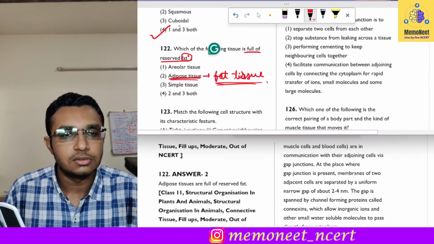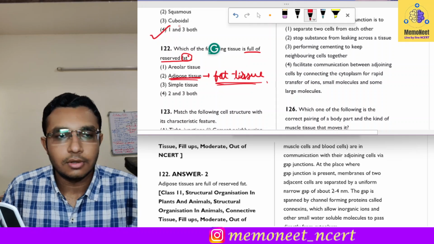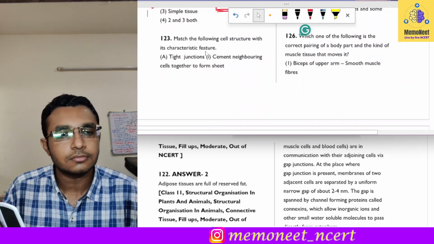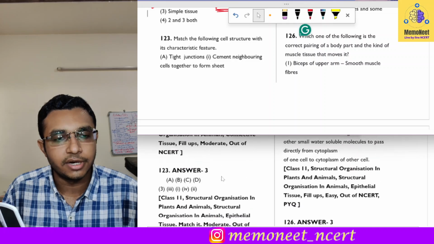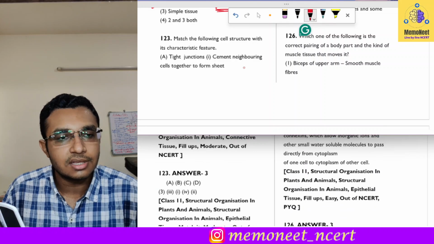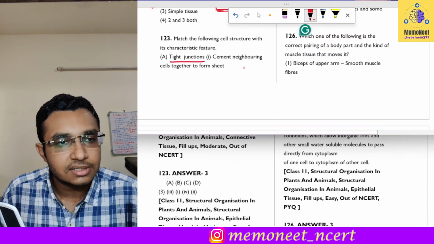Okay. So the adipose tissue is full of reserved fat. Therefore, the correct answer of this question is option 2. The next question is question number 123, and it is a match the following type of question. So let us see one by one. The option A is tight junctions.